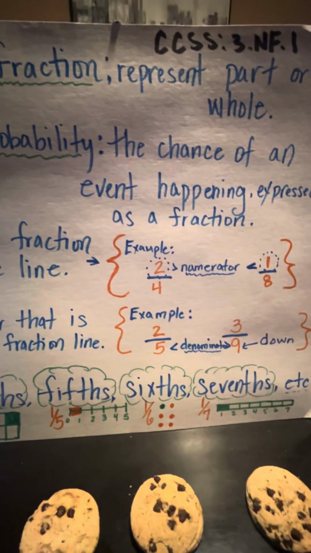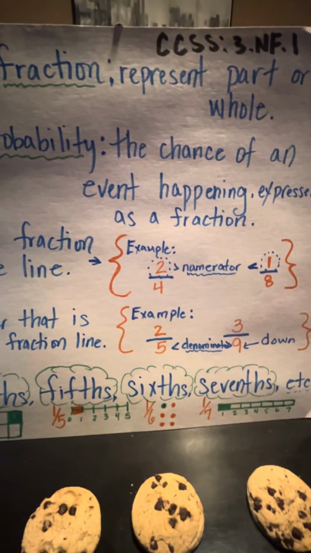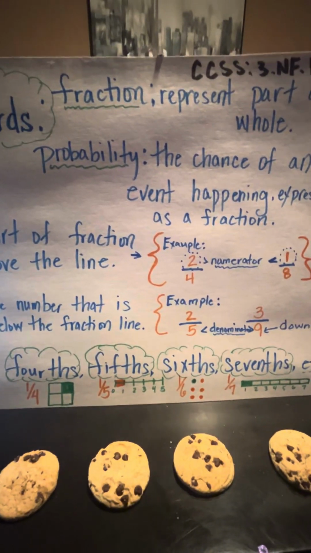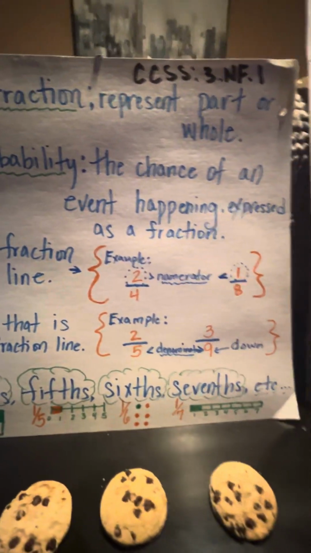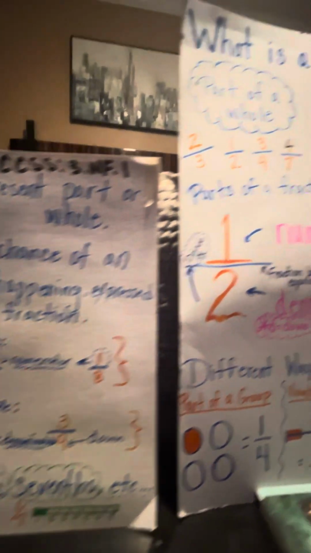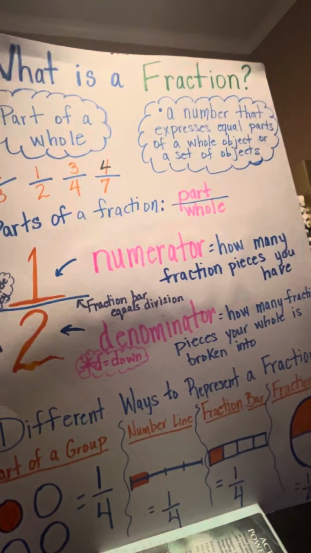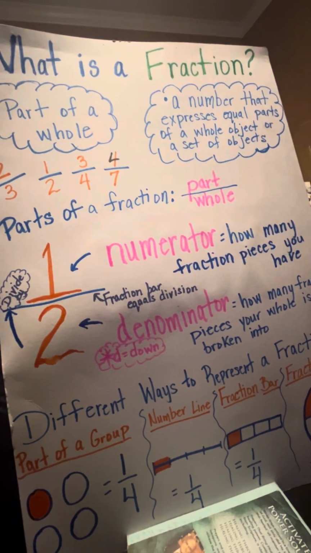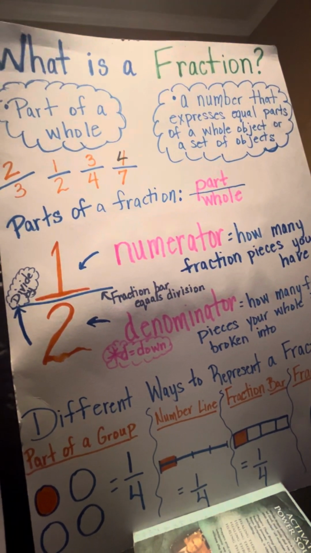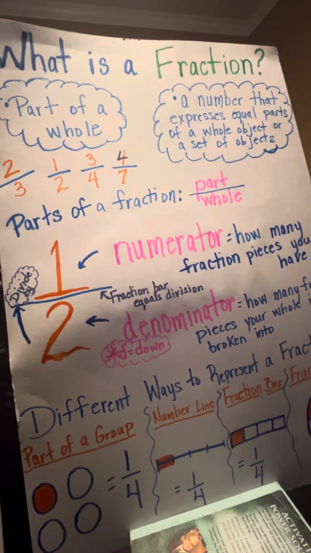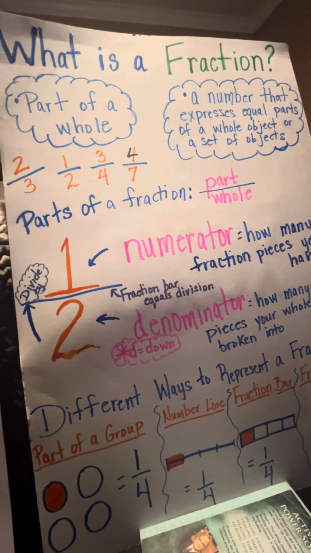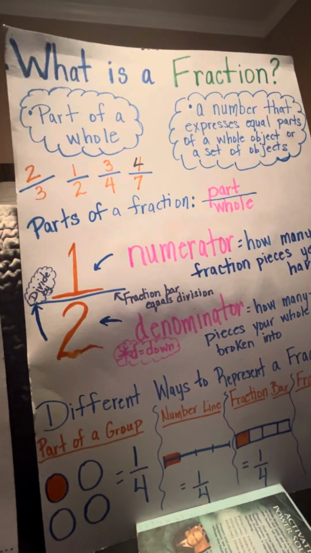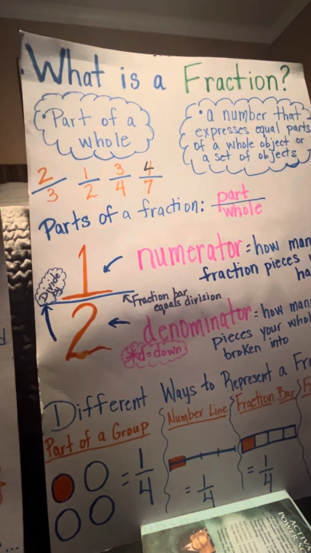And this is just allowing students to have a moment to take in what fractions are, take in the key words. And so we go over to another board that I've also written out what is a fraction. Again, we talk about part of a whole. So a fraction is a number that expresses equal parts of a whole object or a set of objects. And so we talk about what is a part of a whole. What do you think a part of a whole is?